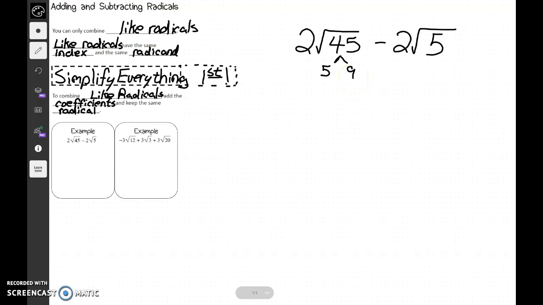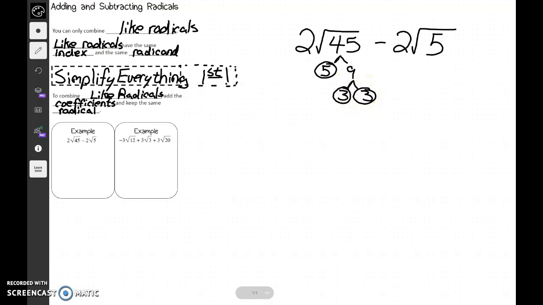So just like yesterday, we want to ask the question, can we break it down any further? So can 5 break down any further? No. So if it can't, we circle it. What about 9? Yes, 9 breaks down into what? 3 and 3. Will the 3's break down any further? No. So if it's no, circle it.